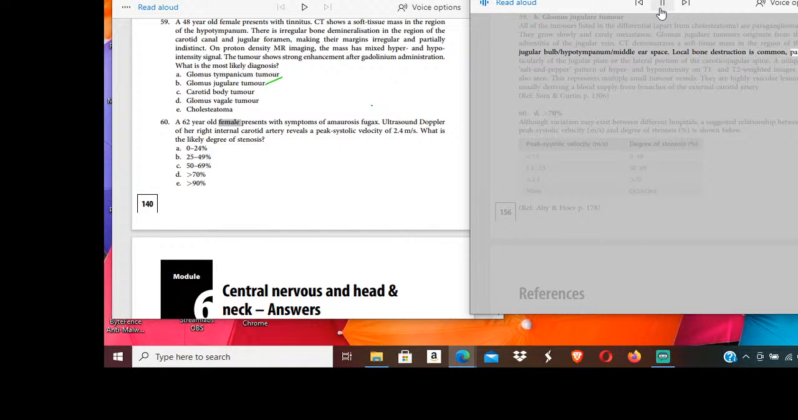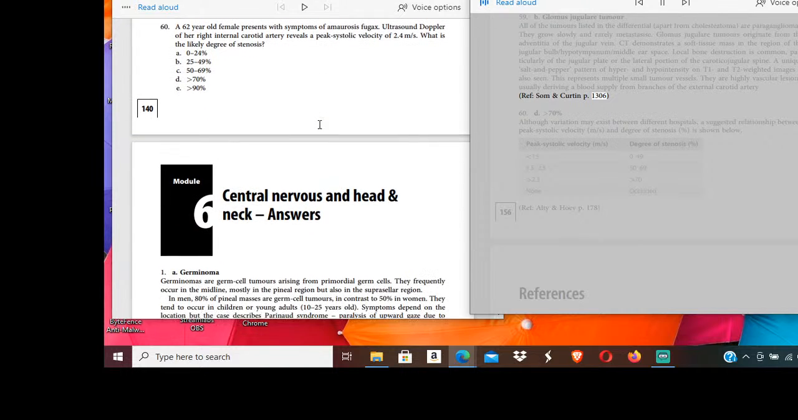Local bone destruction is common, particularly of the jugular plate, or the lateral portion of the carotid-jugular spine. A unique salt and pepper pattern of hyper and hypointensity on T1 and T2 weighted images is also seen. This represents multiple small tumor vessels. They are highly vascular lesions, usually deriving a blood supply from branches of the external carotid artery. Ref. Salzman p. 1306.